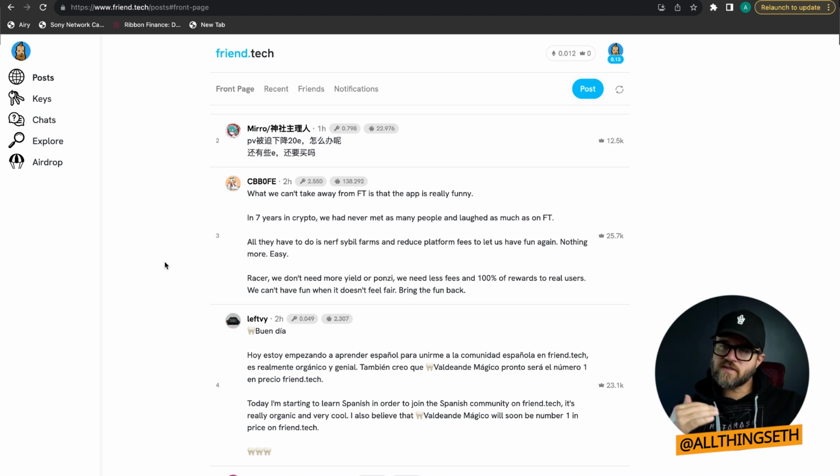So they're used to getting 100 plus points per ETH every single week, and last week they got under 100 and kind of threw a fit, to be honest with you. I felt like it was a little bit unjustified, but here is their reasoning. The team has to, all they have to do is nerf Sybil farms and reduce platform fees to let us have fun again. Nothing is more easy. They've kept it lighthearted, thankfully.